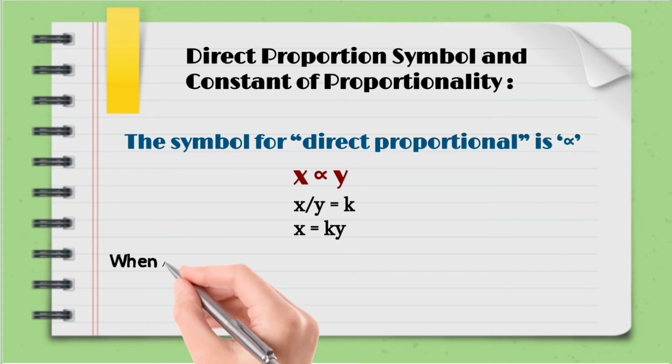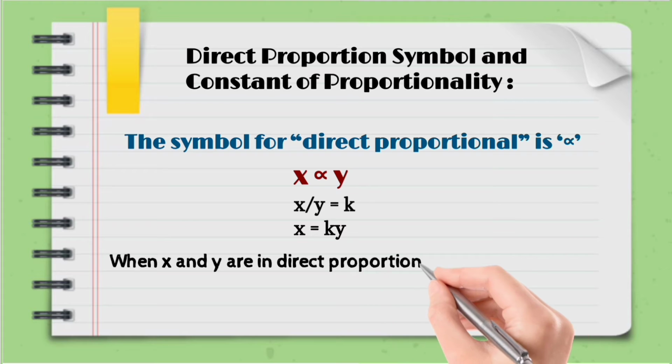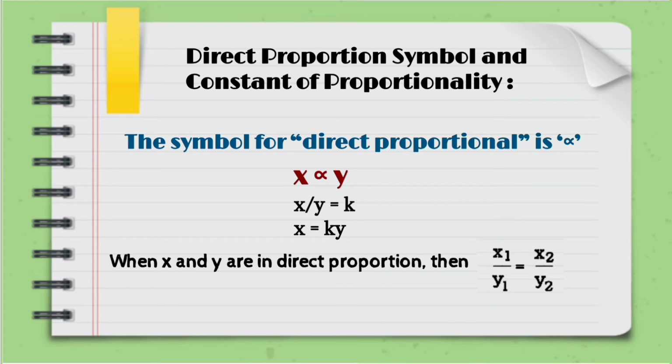So when x and y are in direct proportion, we can write x1 by y1 is equal to x2 by y2. Here y1 and y2 are values of y corresponding to the values of x1, x2 of x respectively. Let's see an example.